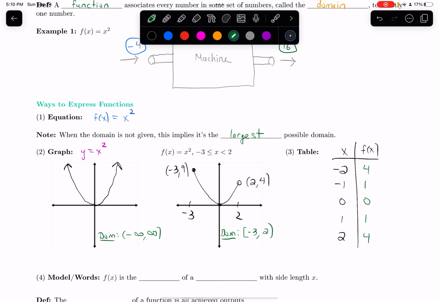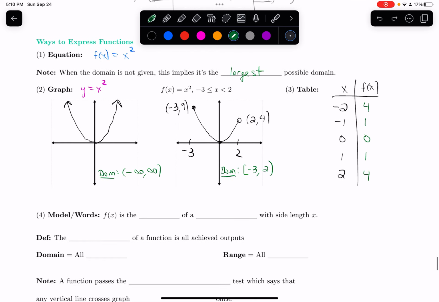So those are my outputs when I plug these numbers in for the x in this formula. Okay, so one of the disadvantages of having something expressed in this table form is that, especially if the domain is all real numbers, it would take me forever to plug in all the x values. So I can only get so much information by plugging in specific x values.